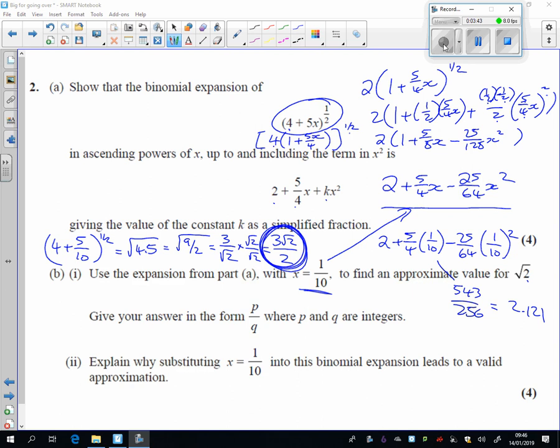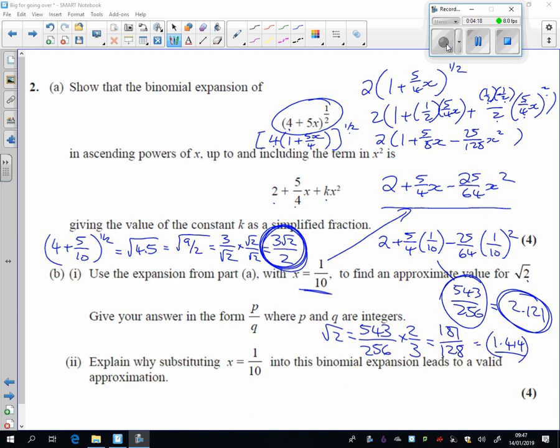That tells me that that is 1.5 root 2's, and this here is 1.5 root 2's, and so root 2 is going to be equal to 543 over 256 times by 2 over 3, and that gives me 181 over 128. And again, I can check that on the calculator. That works out to be about 1.41, which is what we expected root 2 to be.